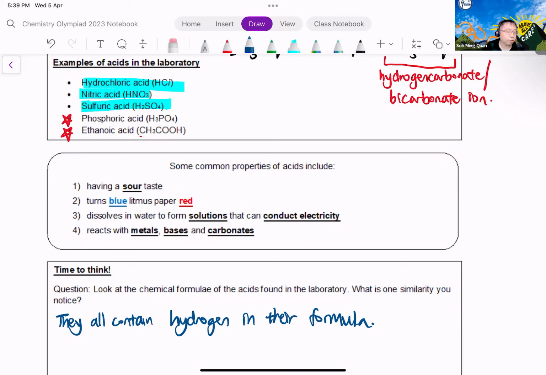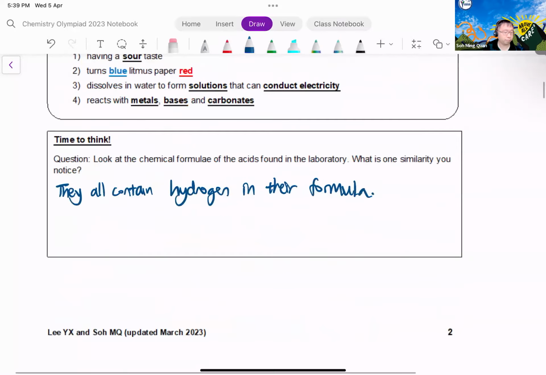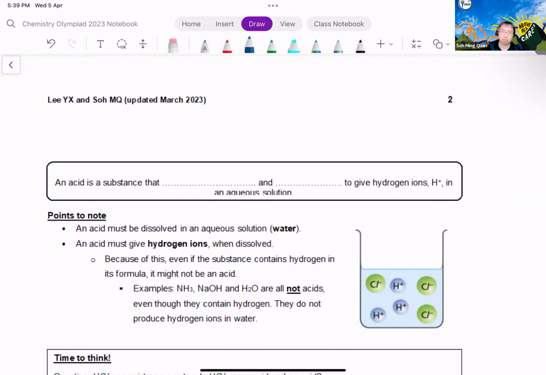All right, so if we move on to page 3, right at the top of page 3 of your notes, is the definition of acids. An acid is a substance, it's a chemical substance that dissociates and ionizes to give H plus ions in an aqueous solution. So this is quite an important definition. First, what is the meaning of dissociate? Dissociate means separate.